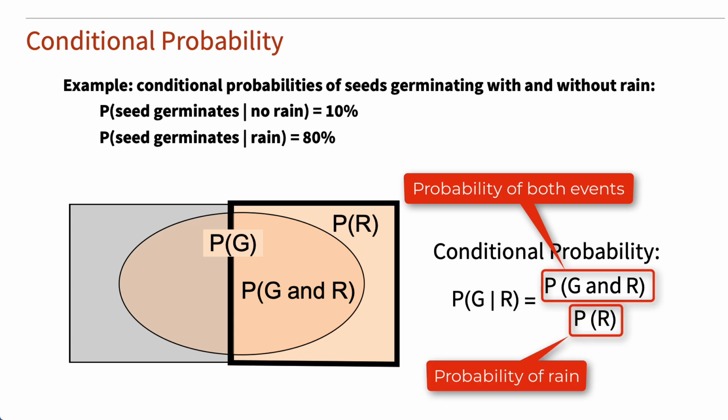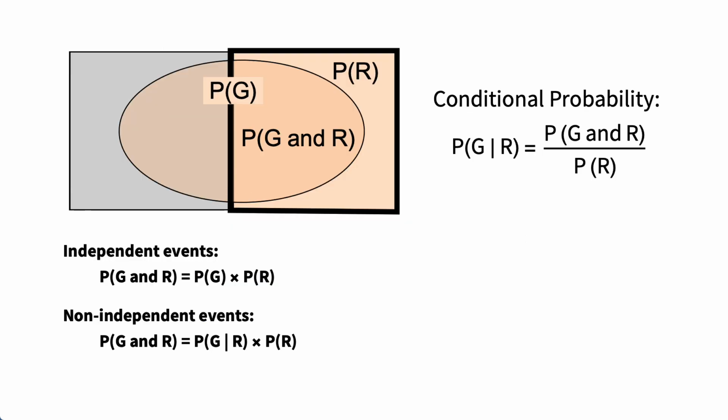This definition of conditional probability can also be thought of as a modified multiplication rule for events that are not independent. By the earlier multiplication rule, if G and R were independent events, then the probability of G and R is the product of the probabilities. But if G and R are not independent events, then the probability of G and R is the conditional probability of G given R multiplied by the probability of R.